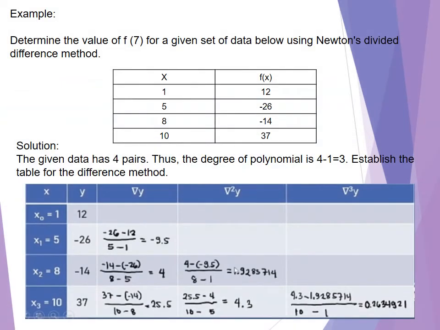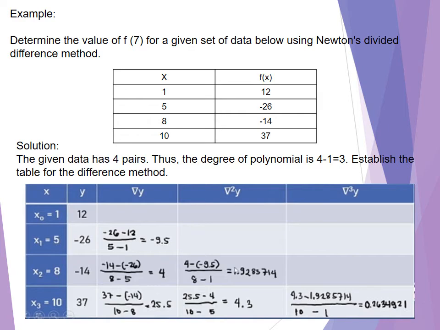Here is an example of Newton's divided difference method for interpolation polynomial. Determine the value of f of 7 for a given set of data below using Newton's divided difference method. As you can see, there are two columns, the x and the f of x. F of x is sometimes called y. We first need to make a table.